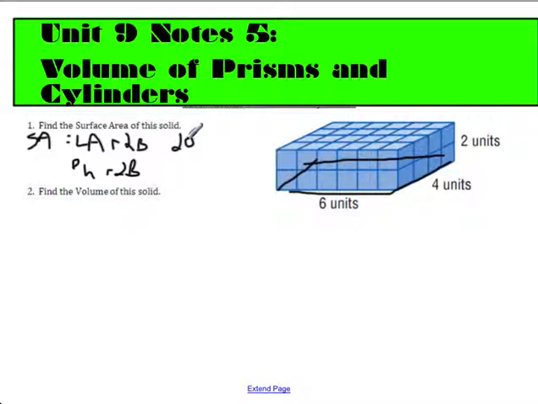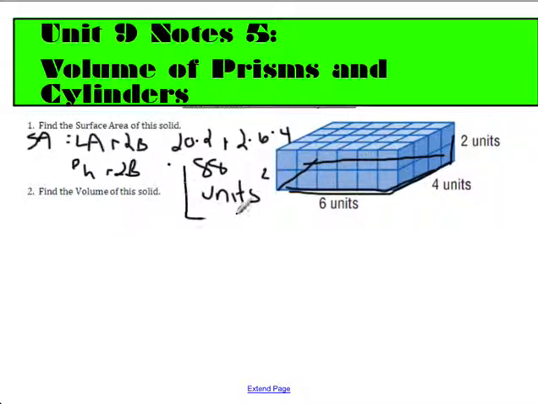Then we're going to take that and multiply it by our height, which is 2. Then we're going to add that to 2 times the area of our base, which is base times height, 6 times 4. So in our calculator, we're really just going to do 20 times 2 plus 2 times 6 times 4. You add all of that together and you end up getting 88 units squared for the surface area.